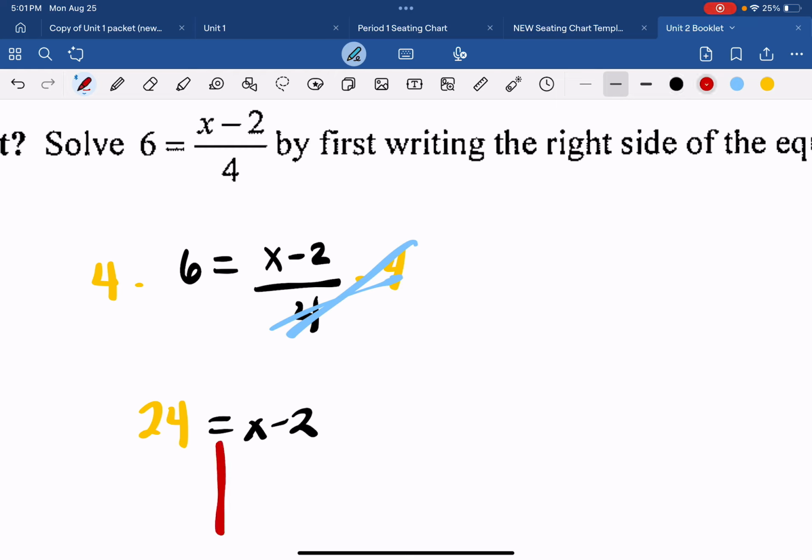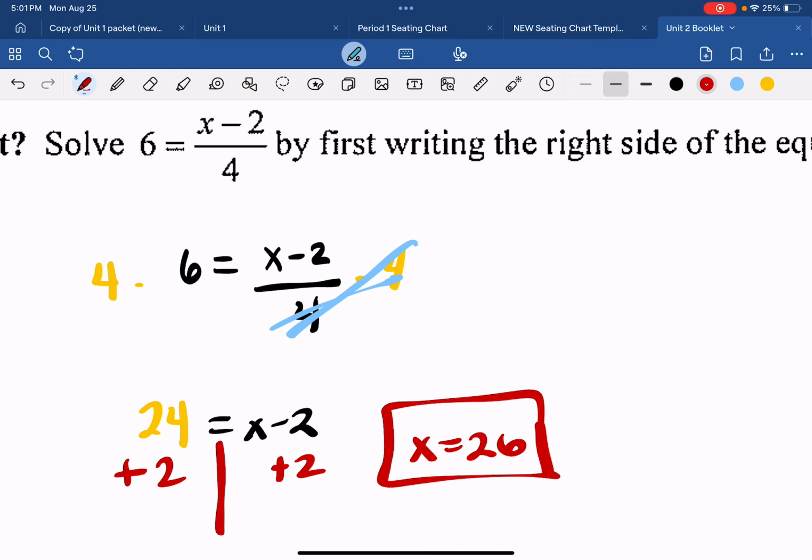Then in order to simplify, I'm trying to get x by itself, remember. I'm going to add 2, x equals 26. And that is your notes.